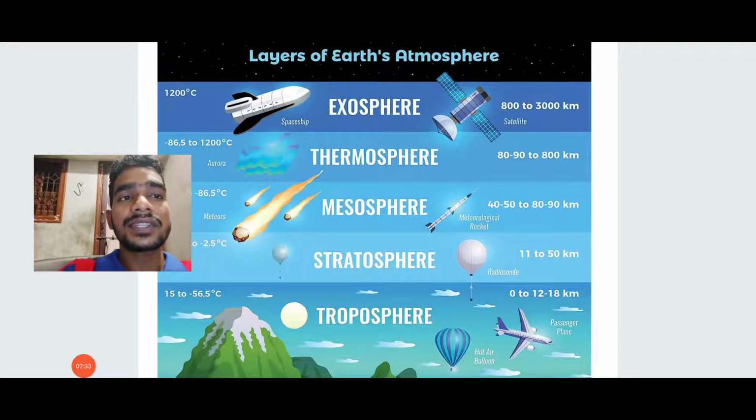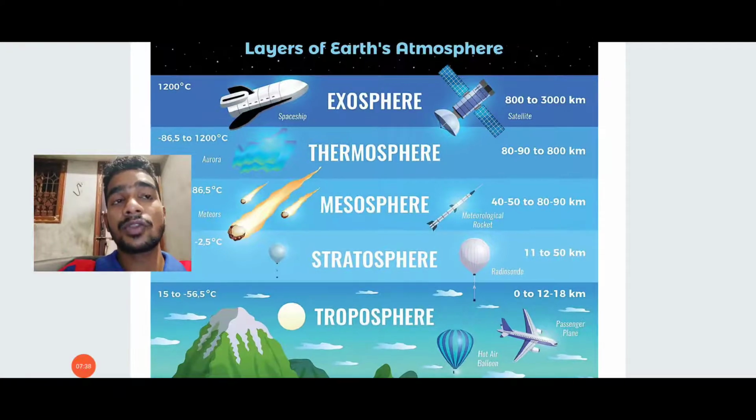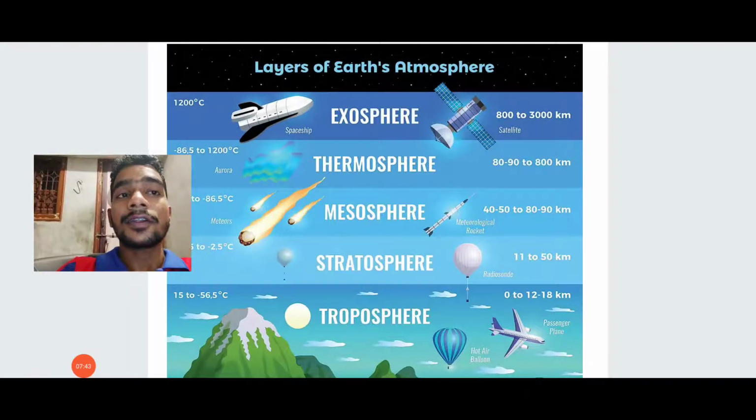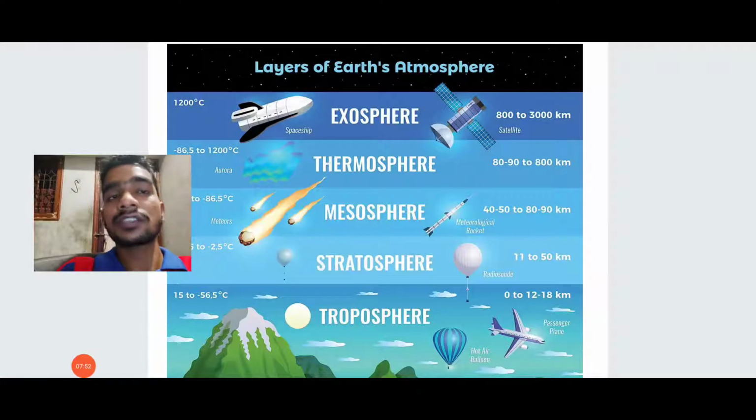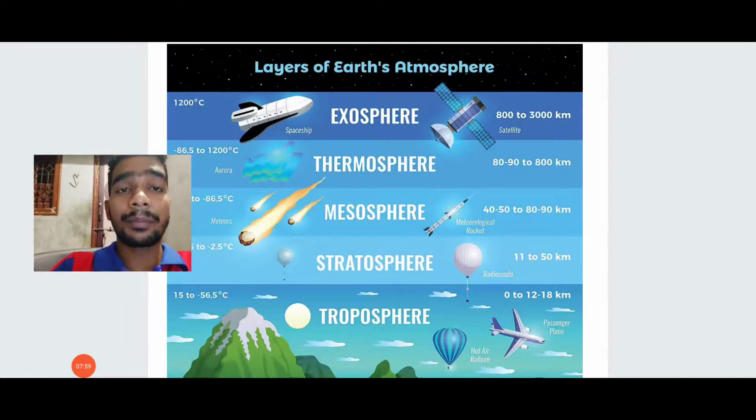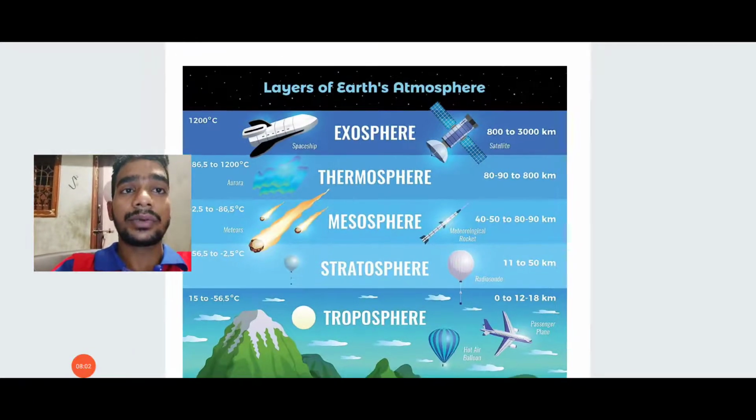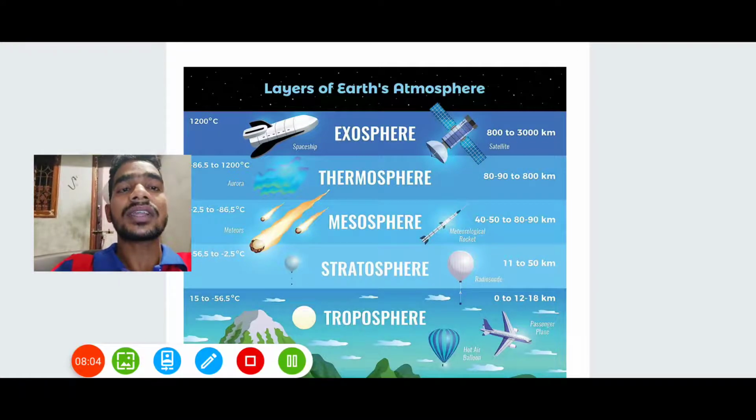After the mesosphere, there is the thermosphere, from 80 to 800 kilometers. The process of aurora formation also takes place in this thermosphere, and the temperature is about minus 86.5 degrees to 1200 degrees Celsius. After the thermosphere, there is the exosphere, in which our spaceships and satellites are. It is about 800 to 3000 kilometers from the land part of the earth. So these are the layers of the atmosphere, and the temperature at the exosphere is about 1200 degrees Celsius.